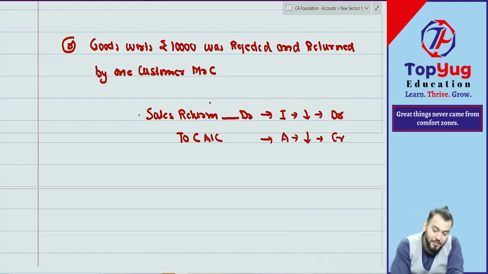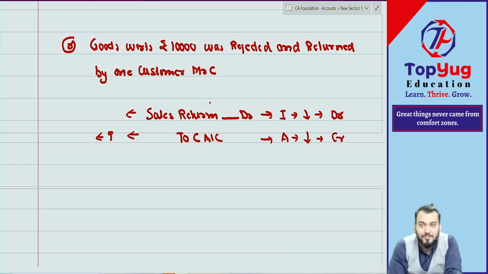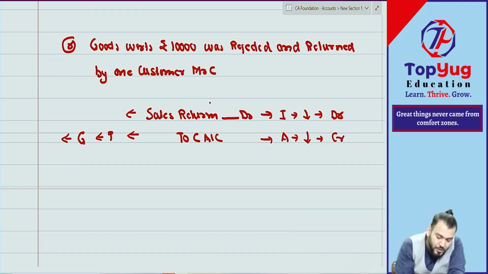Understood? Correct. Now if we apply traditional rules, C is what? Personal account. Debit the receiver, credit the giver. So here C is returning the goods. C is the giver of goods. So can I say he will be credited?